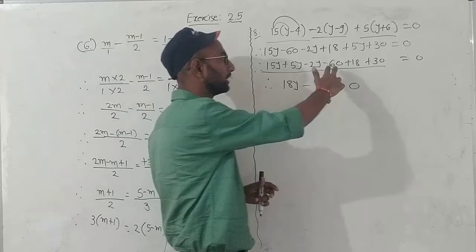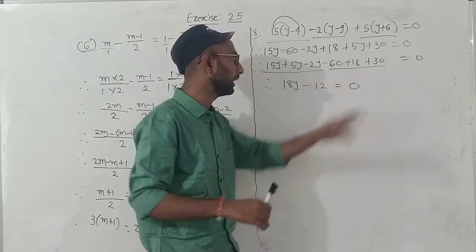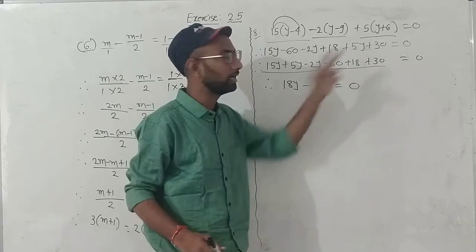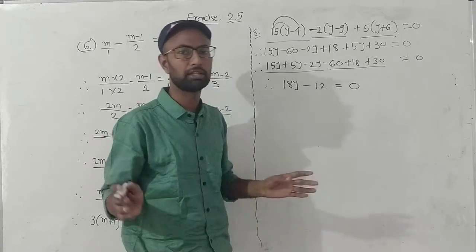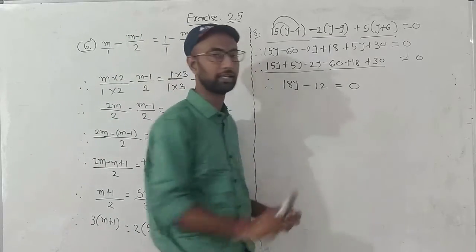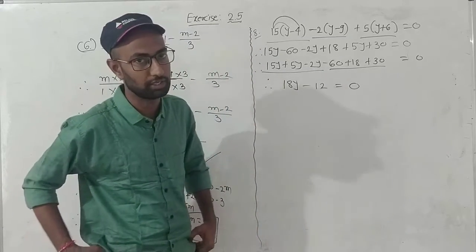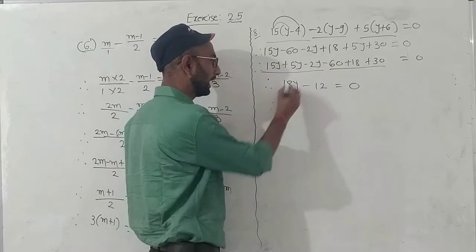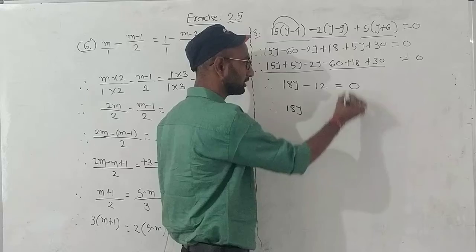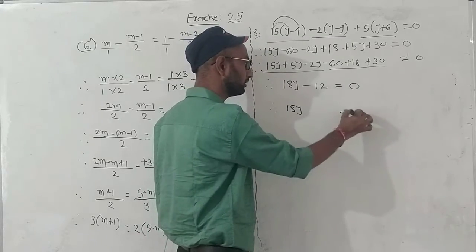Suppose you can do minus 60 plus 30, then you can add plus 18. You can do minus 60 plus 18, then you can add plus 30. In whichever method you feel easy, you will always come with your answer minus 12. आपका आंसर minus 12 ही आएगा. Then I have written this plus 18y as it is. I have written this sign of equality as it is. I have written this 0 as it is.